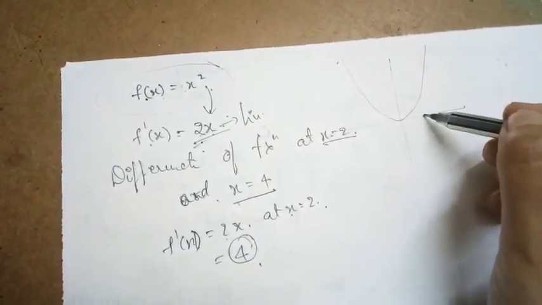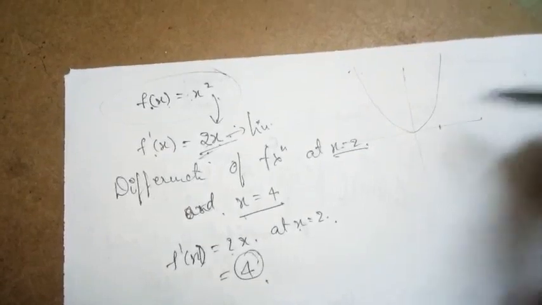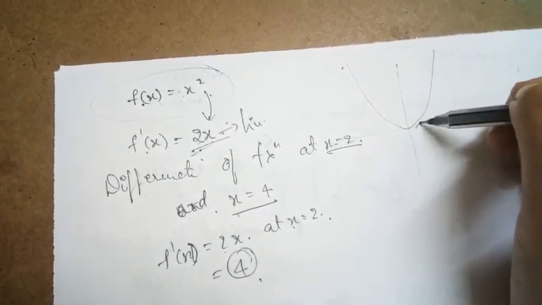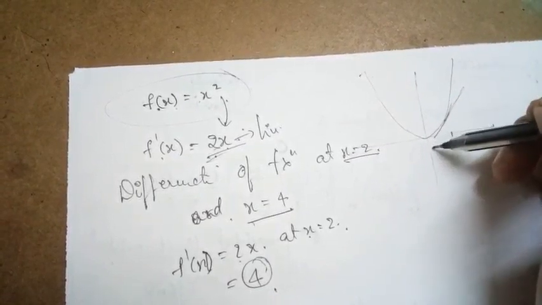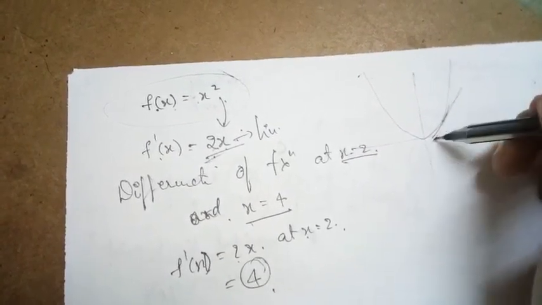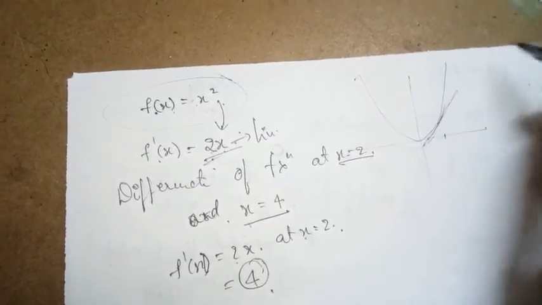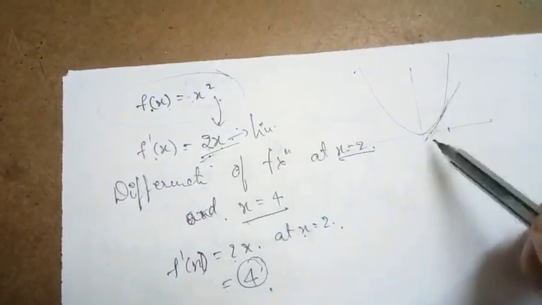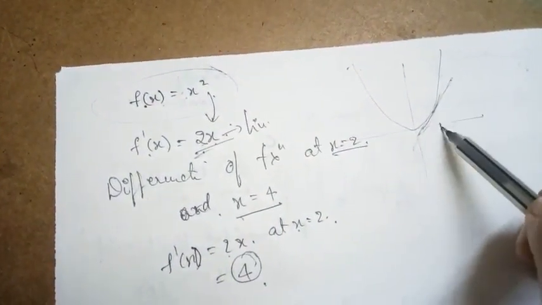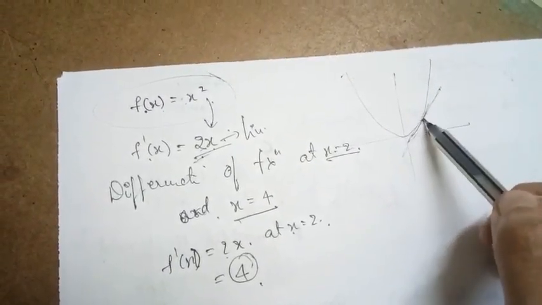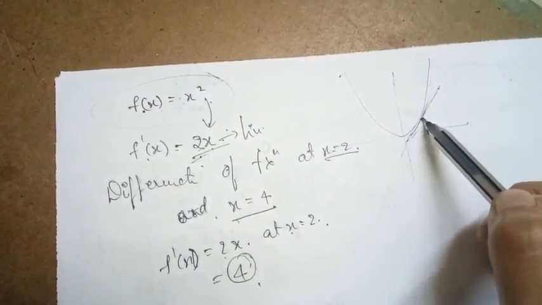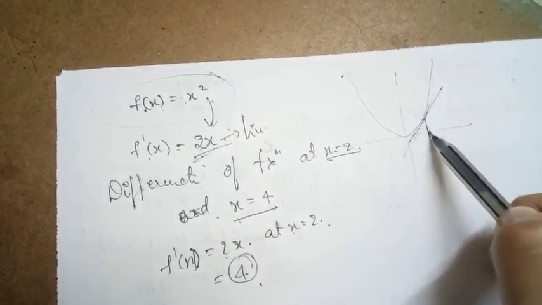So x is equal to 2 means, here it will be like this, and you will draw a tangent. This line is a tangent, which is drawn at a point. The slope we are going to get will become the differentiation at the given point.